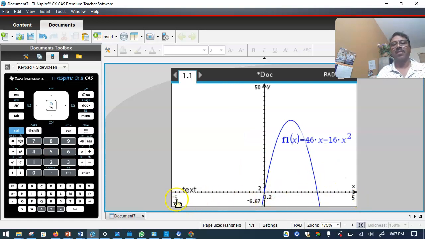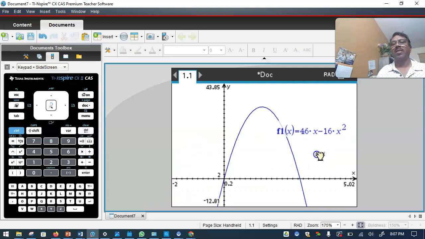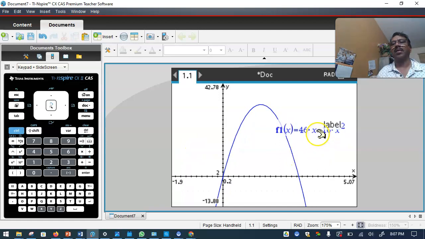And I think this one minus 5 is too much, so I can make this one minus 2 maybe, and that way we have a beautiful graph. There you go. And you can use your cursor and you can move this way also. But the thing is, you want to find the maximum, right?